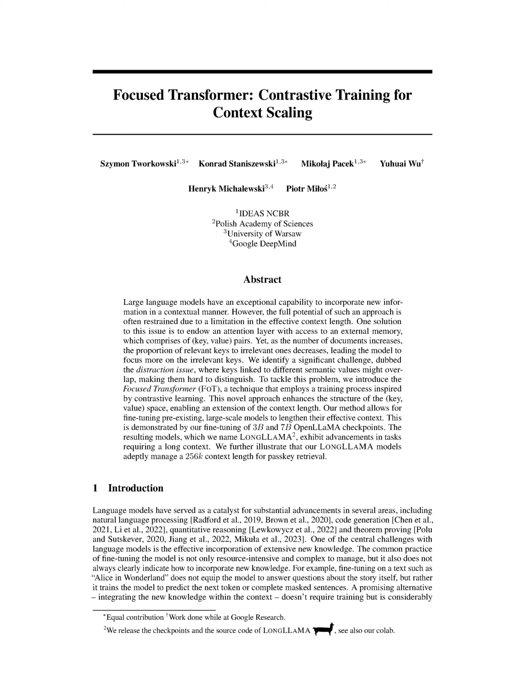For instance, if we fine-tune a model on a text like Alice in Wonderland, it doesn't necessarily equip the model to answer questions about the story. Instead, it trains the model to predict the next word or complete hidden sentences. An alternative approach is to integrate the new knowledge within the context, but this method is significantly limited by the model's ability to handle a large context length.